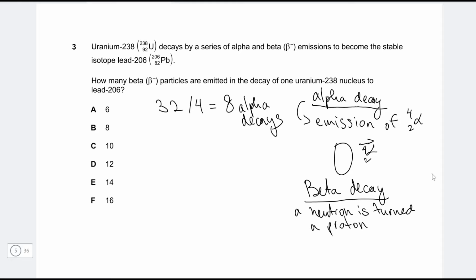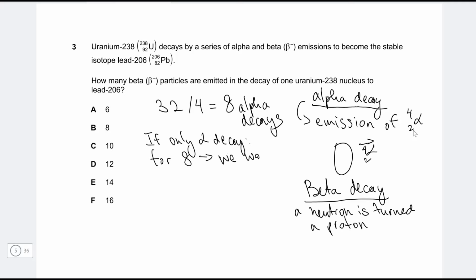So as we are losing alpha particles and losing protons, we're also gaining, probably at a slightly slower rate, protons as well, because for our beta decay, a neutron is going to be turned into a proton. Now, how many exactly? Let's assume that there were no beta decays whatsoever. If that was the case, we would have had 8 alpha decays, and each of them would have lost us 2 protons.